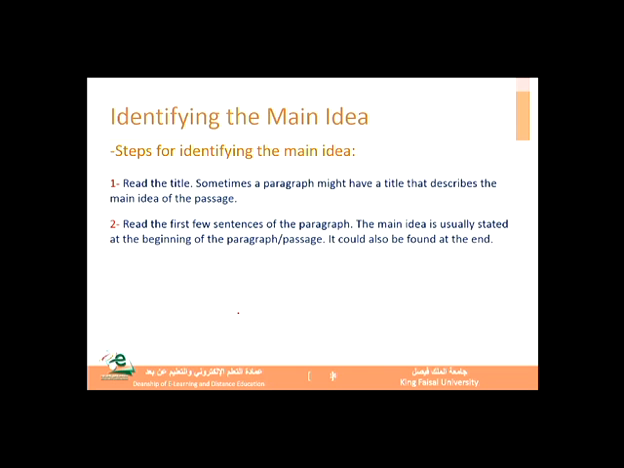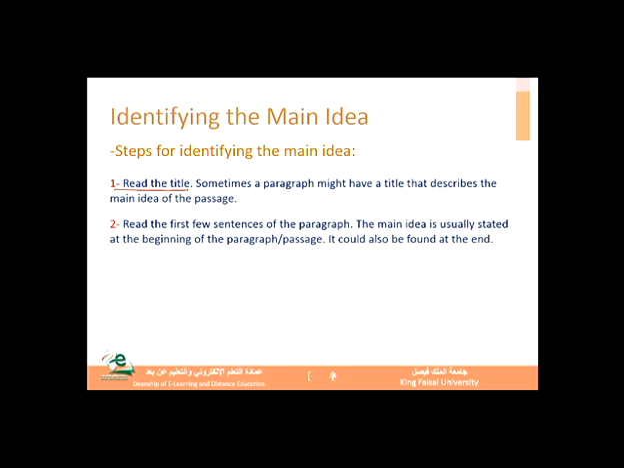Okay? All right. Now, I'm going to present to you some tips that will help you identify the main idea. Number one, read the title. Sometimes it's all in the title. So if the title of that paragraph is, for example, the health benefits of sports, well, you know that the author has something to say about health or health benefits of exercising.